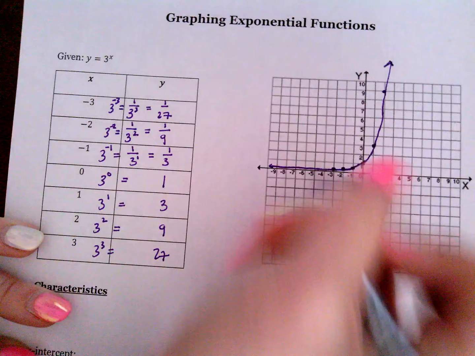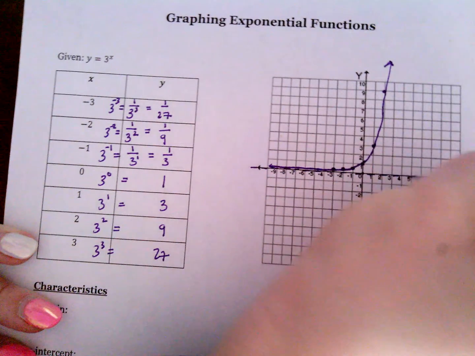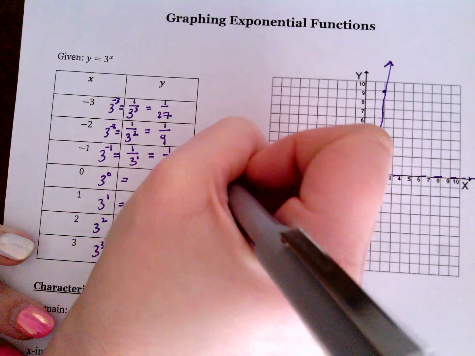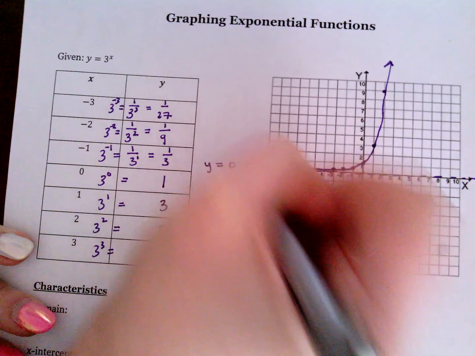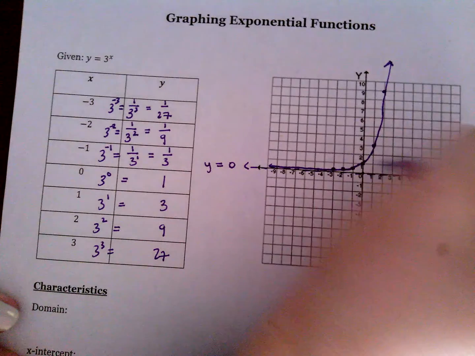So in this case, we're not going to have any x-intercepts. I'll label this. This is the line y equals 0. Right? Think about horizontal asymptote. And I think I'm going to label this point as 0, 1. So we see the y-intercept. I think that's an important one.